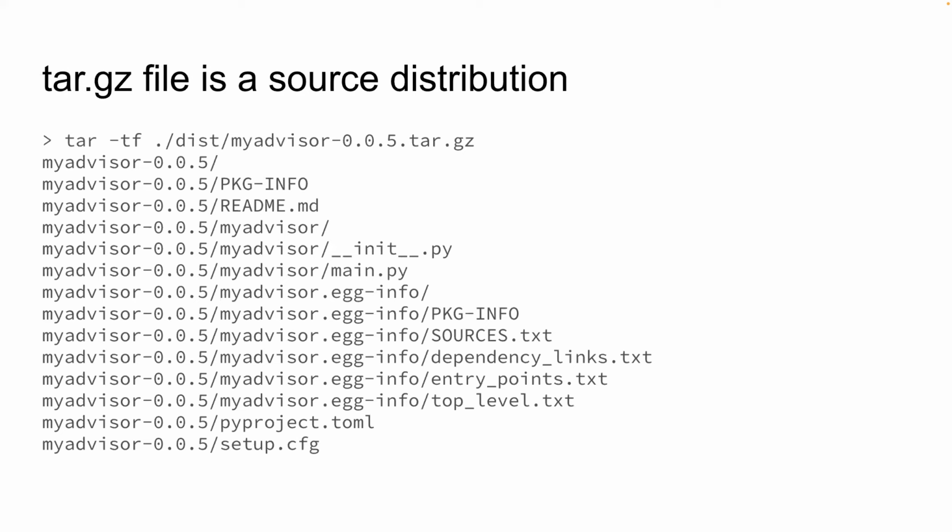Those are two different distribution types. The tar gzip is a source distribution. And here is what's inside. Basically, it zipped up all of your files and added a couple of files that were not there before, like PKG-INFO and SOURCES.txt and dependency links. It just has a certain structure it has to follow, so it creates and adds its own metadata.